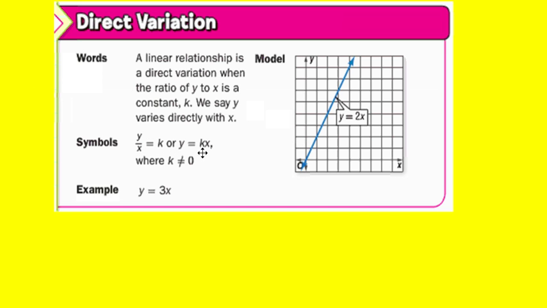So that basically means whatever you multiply x by, which is your k, is going to be the same number all the time. So as an example, y equals 3x. 3 is your constant of variation. That means you're going to multiply 3 times x in any situation.